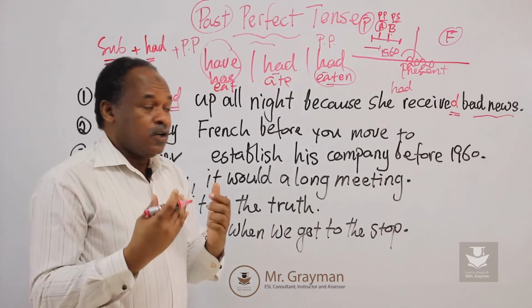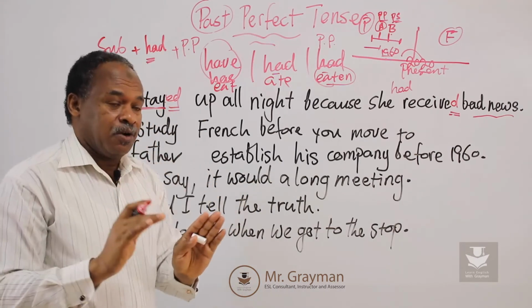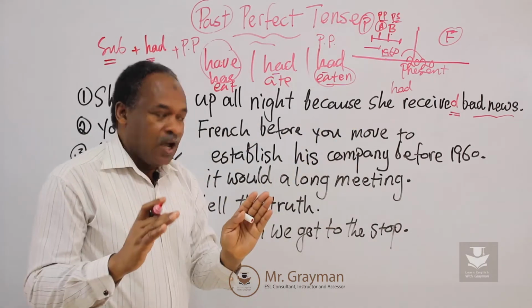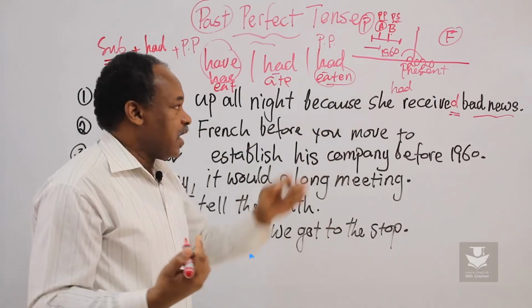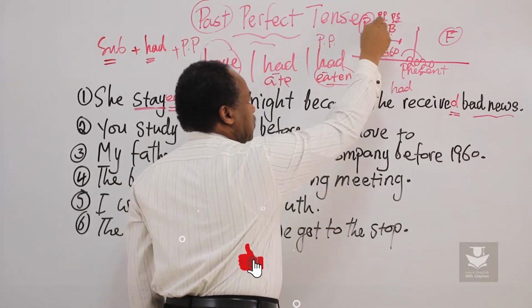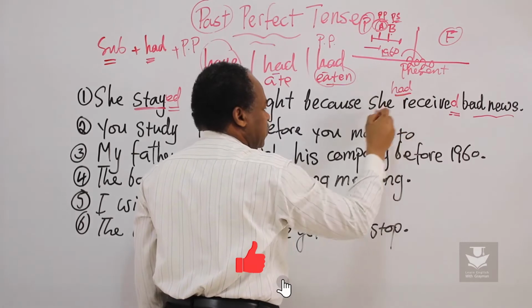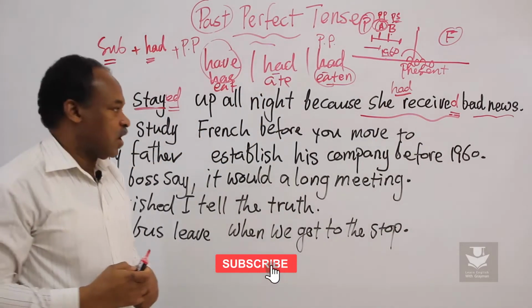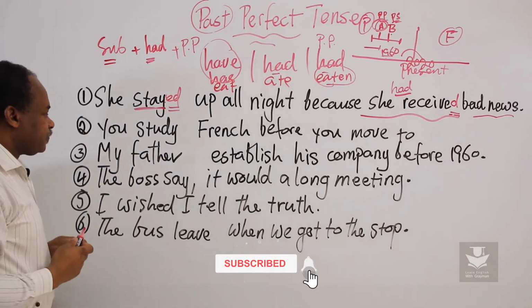Okay, here the order does not matter. If you write this one first or this one second, it doesn't matter. But we understand, and as I stated earlier, the one that happened first must be in the past participle, so this is the event or the action that happened first. Okay, let's look at the second one.